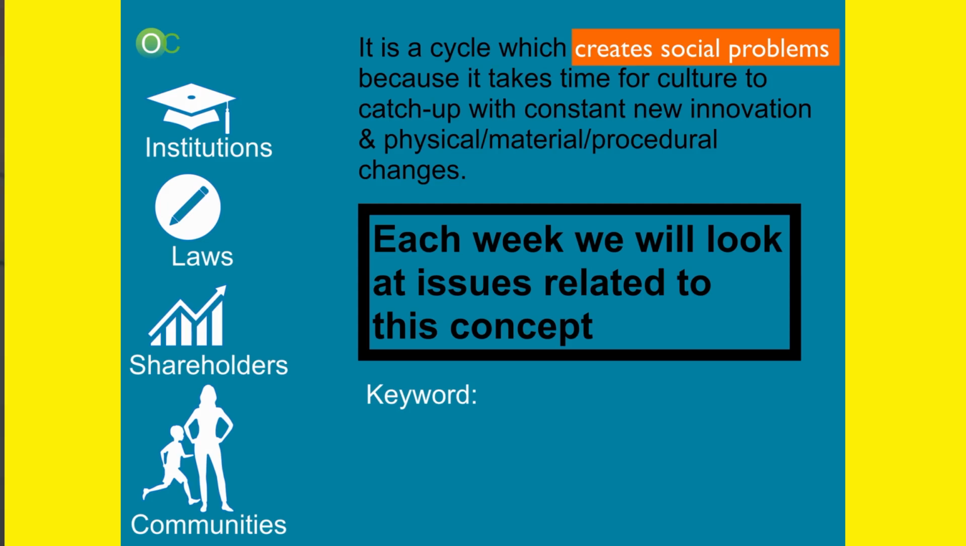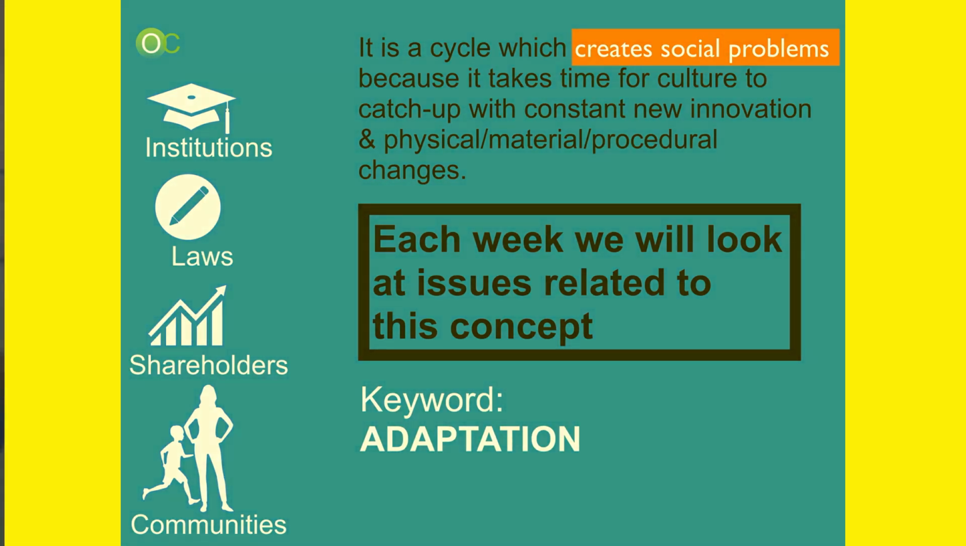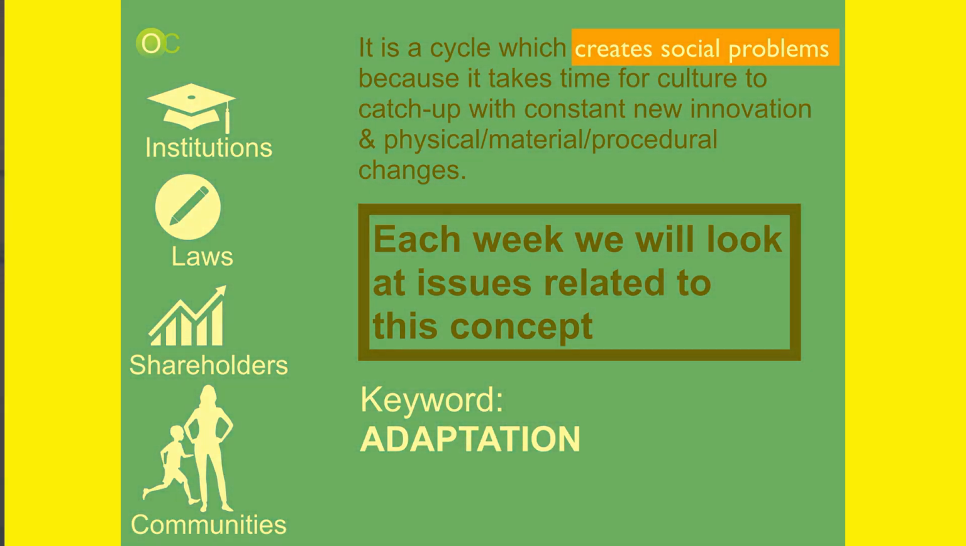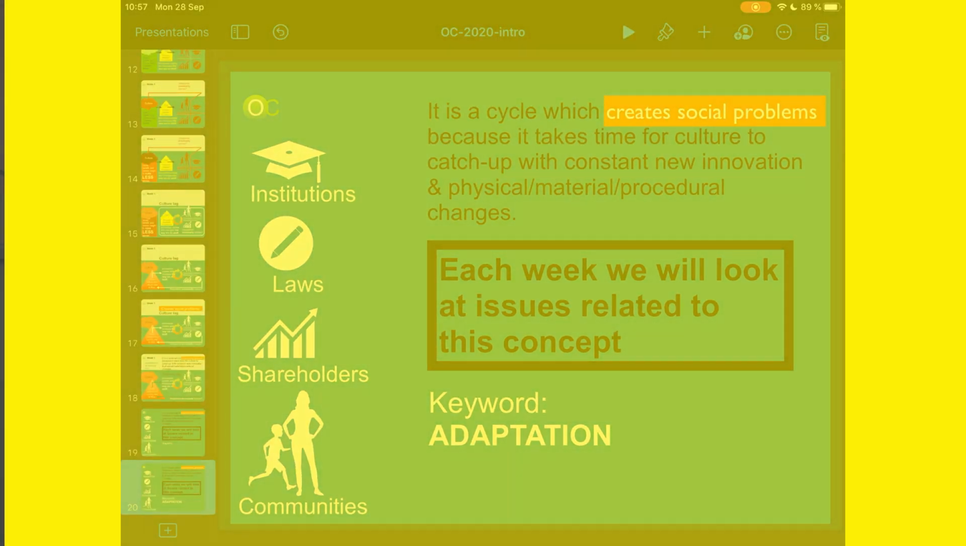So each week we will look at issues related to this concept. And as I said earlier, the key word, adaptation. How are you adapting? How am I adapting? How do we adapt? We all adapt, but at what pace? At a slow pace, a regular pace, or a fast pace? The people that adapt more slowly are the ones who will experience more social problems.